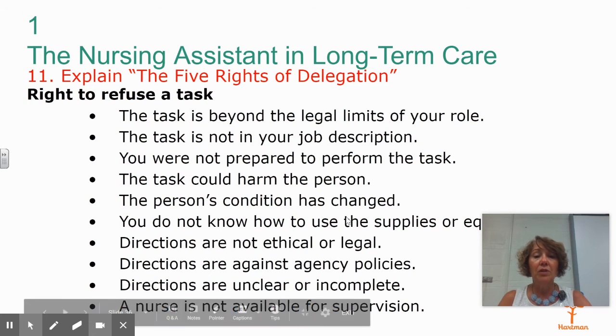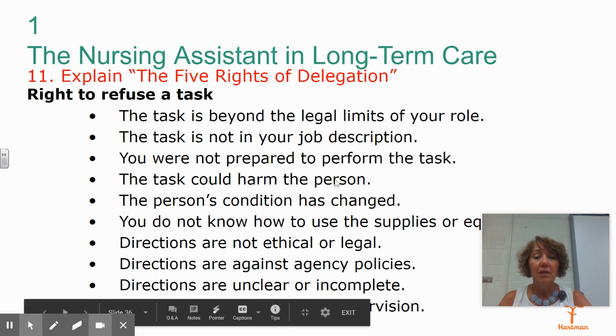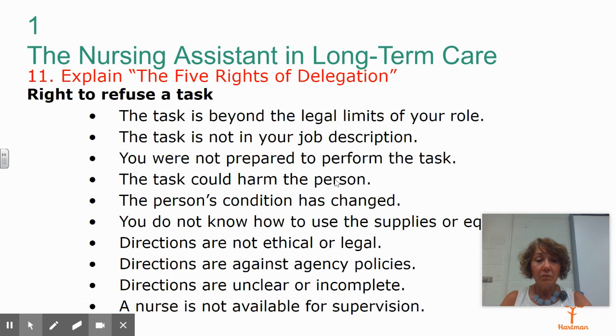When you know it's right, or you know it's to be done or not to be done, you can refuse. If it's against the law, of course, if the directions were unclear, or if your supervisor or your nurse isn't available to evaluate you or supervise you. For example, if you've got something that you maybe haven't done before, you know it's in your job description, but it isn't something you've maybe done at a new facility, you have the right to be supervised and evaluated.